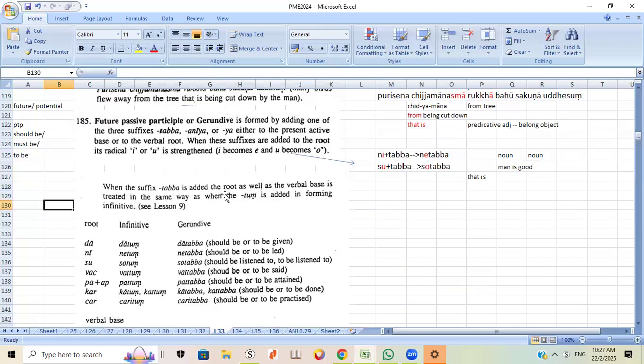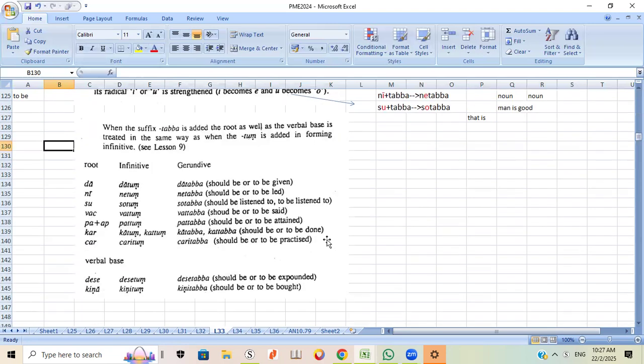Another rule: when the suffix taba is added to the root, as well as verbal base. So in this case, this is all root. This is root, this is not verbal base. So you have to remember either root or verbal base. So in this case, can you see? Should be given, to be given, must be given. Also can. Must be given. So in this case, ni is to lead. Should be led, to be led. So it's the same. So you have three forms. This one we skip.